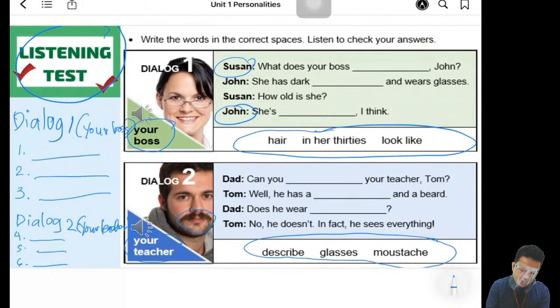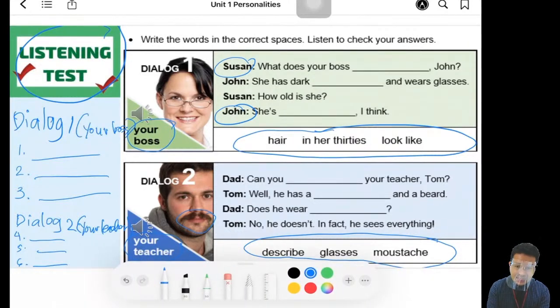Now, let's try to have the second dialogue. Can you describe your teacher, Tom? Well, he has a mustache and a beard. Does he wear glasses? No, he doesn't. In fact, he sees everything.